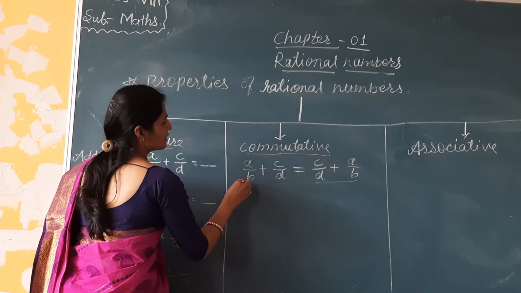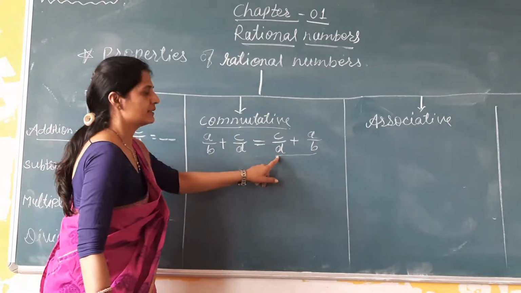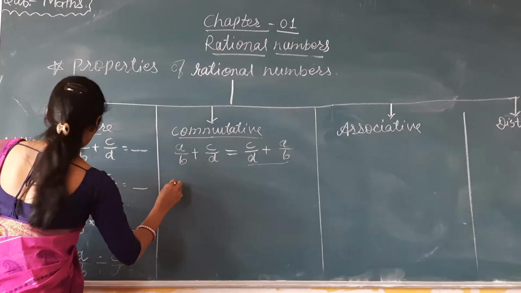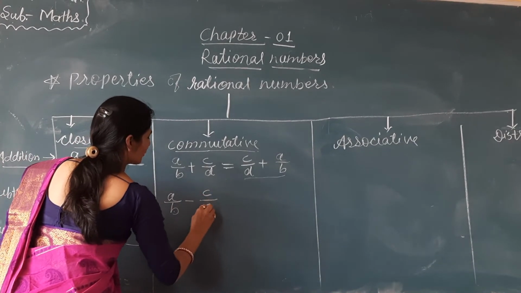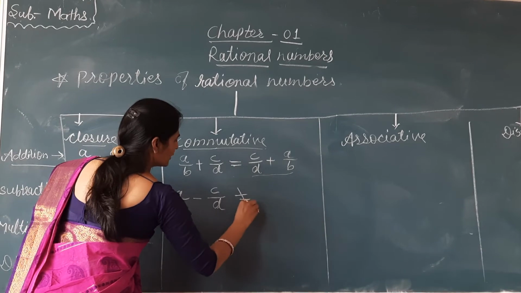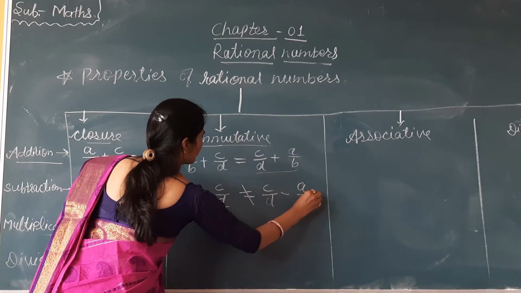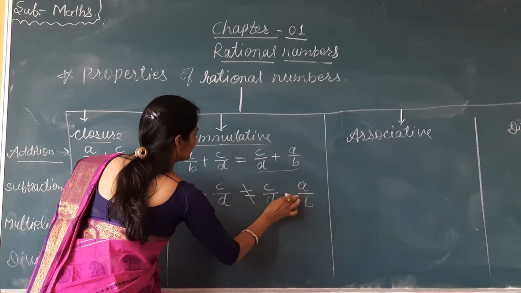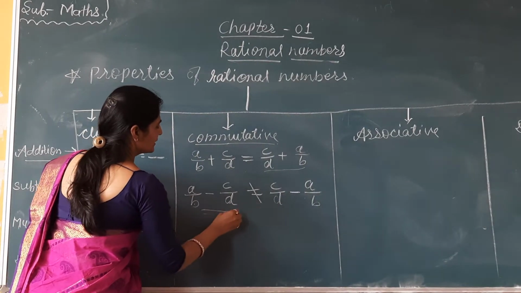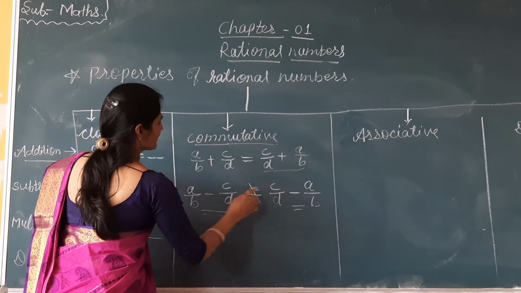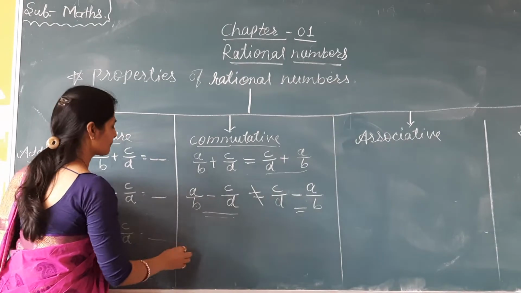That means rational numbers are commutative under addition. For subtraction, A upon B minus C upon D is not equal to C upon D minus A upon B. इसका मतलब है rational numbers are not commutative under subtraction. जब भी हम subtract करेंगे तो ये दोनों पार्ट इक्वल नहीं होंगे.